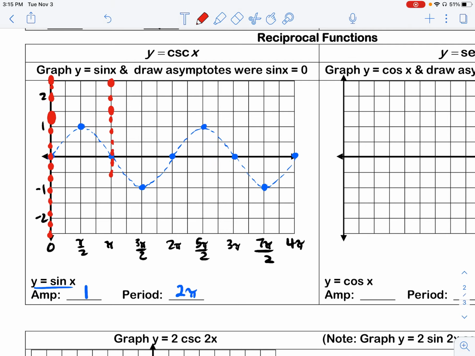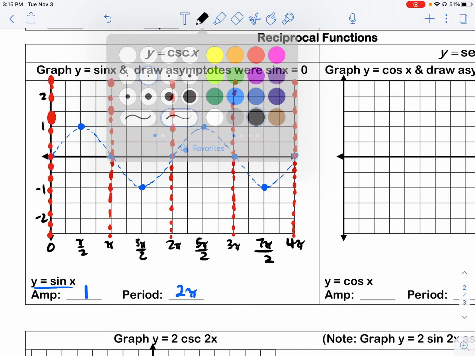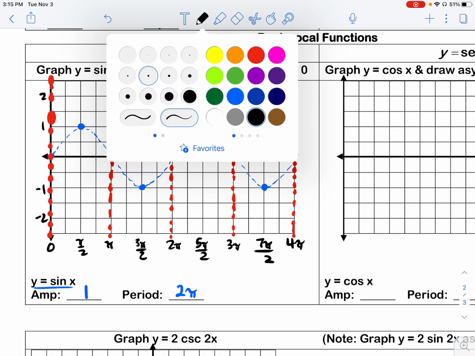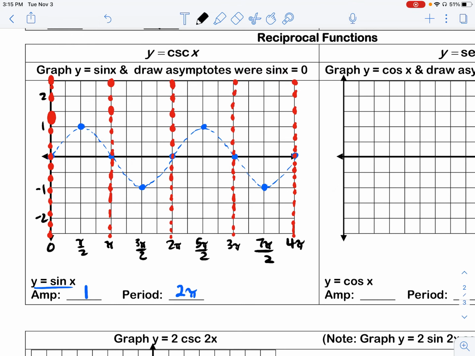Wherever there was a 0, we can draw a vertical asymptote there. Whenever sine gives you an output of 0, cosecant, its reciprocal, would give us undefined. Now, let's think about all the other places. What is the reciprocal of 1? Well, the reciprocal of 1 is still 1, right?